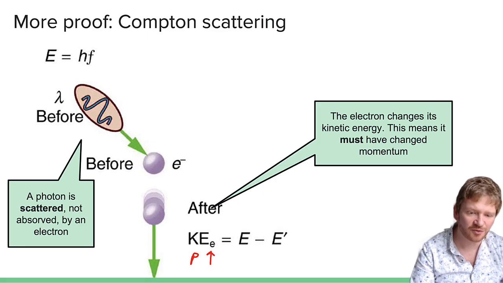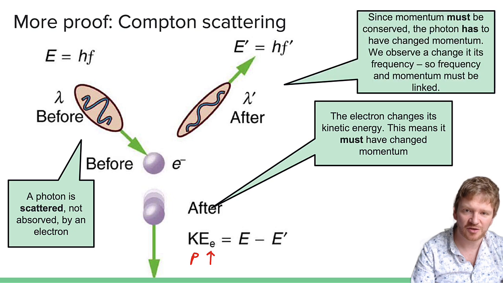But we know, and it's a fundamental law of physics, that momentum is always conserved. So what he saw was that the photon had to have changed its momentum as well. The momentum of the photon was required to be reduced. And that's actually what he saw. What he saw was that the wavelength of these photons increased afterwards.